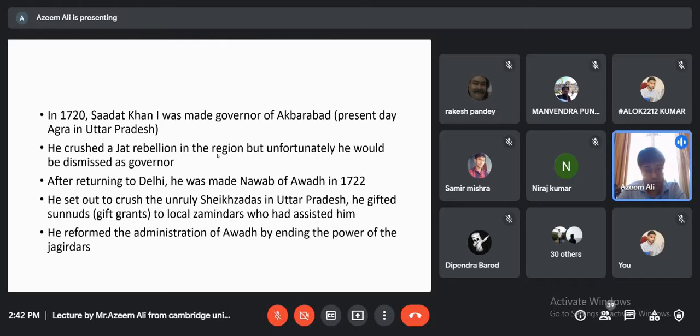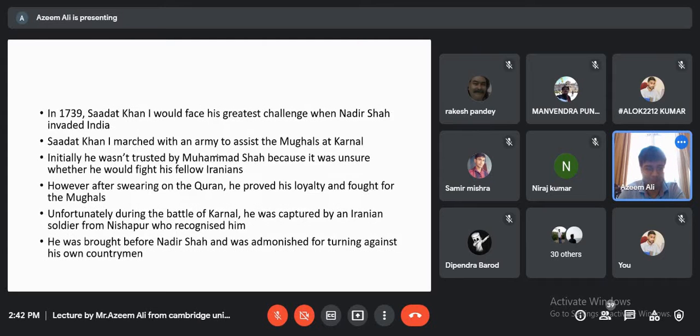As the first Nawab of Awadh, he sought to restore order, such as crushing the Sheikhzadas who had grown quite powerful in Uttar Pradesh, and he gifted sanads, or gift grants, to local zamindars who had assisted him. He also reformed the administration of Awadh by ending the power of the Jagirdars. In 1739, Sadat Khan would face his greatest challenge when Nadir Shah invaded India. Sadat Khan I marched with an army to assist the Mughals at Karnal, but he wasn't trusted by Muhammad Shah because he was unsure whether he would fight his fellow Iranians. It was only after swearing on the Quran that he proved his loyalty, and he fought for the Mughals.